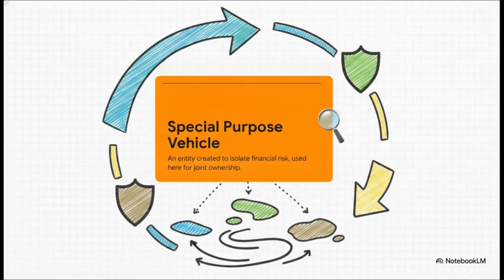To execute all of this, a very specific legal structure was required: the Special Purpose Vehicle, or SPV. In corporate finance, an SPV is just a subsidiary created to isolate financial risk. But for this project, it was utilized not just for risk isolation, but to actually create a neutral, legally binding entity for trilateral joint ownership among Australia, Papua New Guinea, and the Solomon Islands.